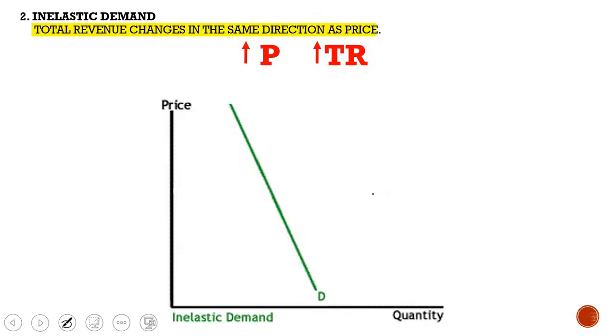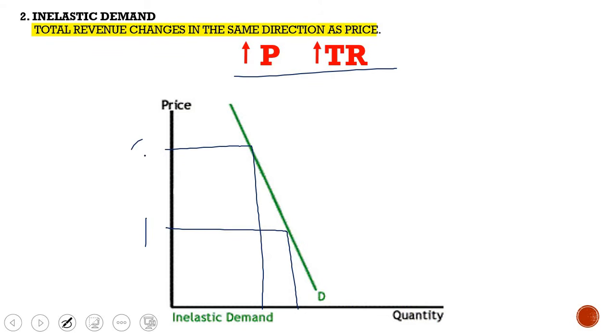Then for inelastic demand, total revenue changes in the same direction as price. So if price increases, your total revenue will increase. Again, we'll do an example here. If we have a price of 1 and say 4, and you have a change in your demand from 10 to 20.